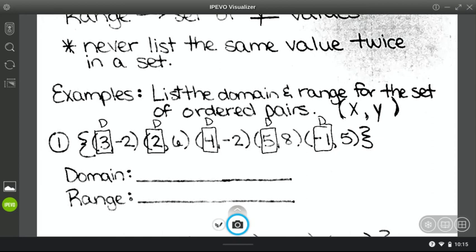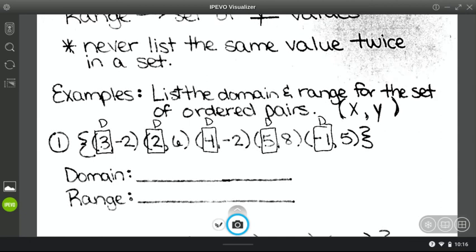All right, now can I just list these 3, 2, 4, 5, -1? Can I? Order. All right, Gregory, you're right. We've got to put these in order. And what kind of order do we like to put them in? Negative to positive, or another way to say it, least to greatest, right? So we want to put these from least to greatest.